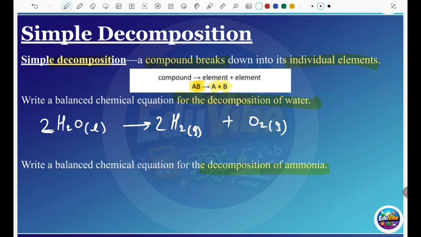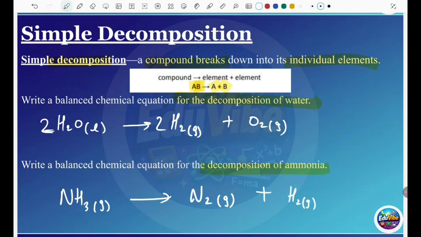Next, we do the decomposition of ammonia and balance it. Ammonia is in your formula sheet. If you don't know, ammonia is NH3 gas, and this breaks down into nitrogen N2, which is gas, plus hydrogen, again gas. Now we just have to balance this. So we write 2 over there, and 3. Now this is also balanced.